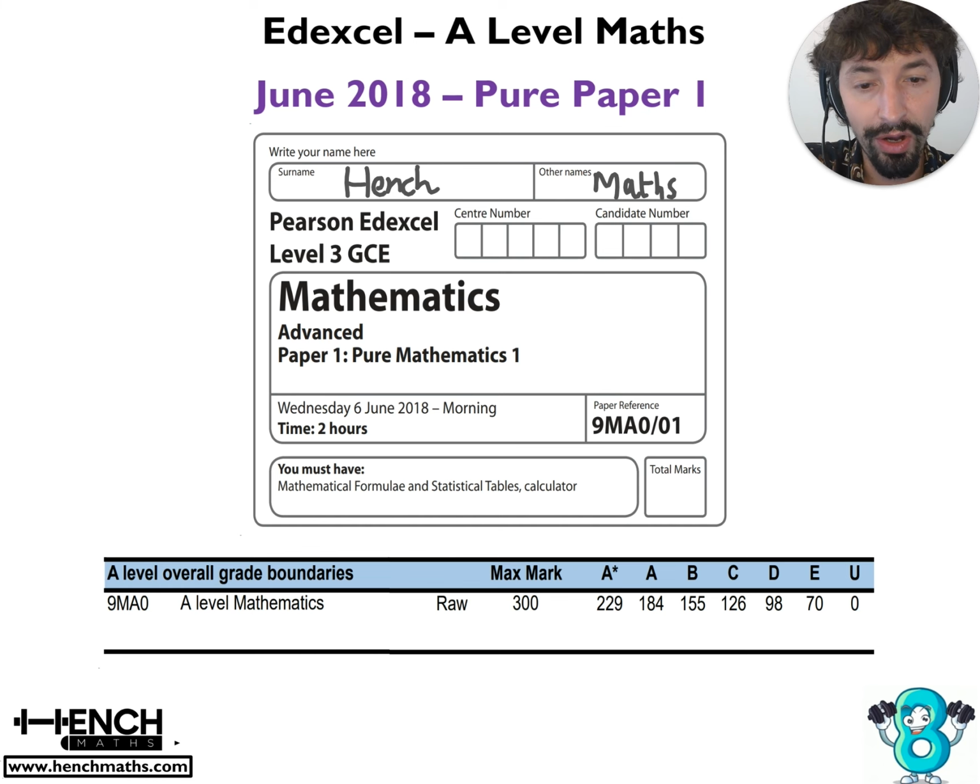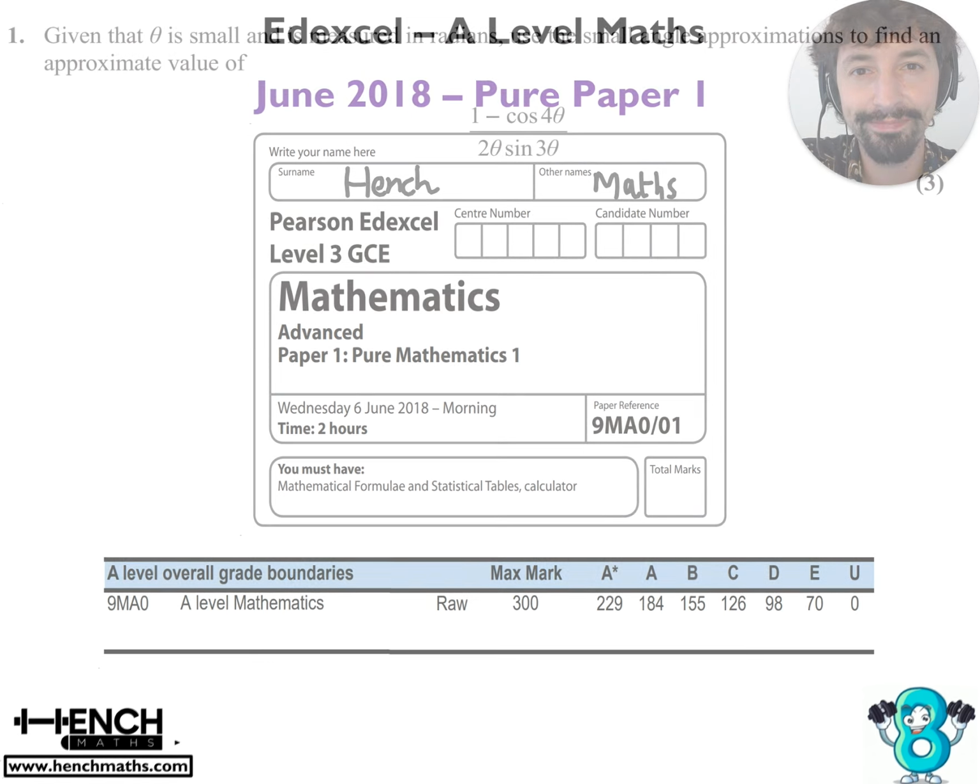The grade boundaries are below, so you can see that percentage wise you needed roughly 76% for an A star and roughly 23% across each of the 3 papers to pass with a grade E. Because this was the very first paper from the new A Level, I think a lot of students found it a bit difficult, and teachers were getting used to the new system and format, so maybe those grade boundaries are a little bit lower. There are 14 questions in total, 100 marks, so let's get stuck into the June 2018 pure paper 1 from Edexcel.